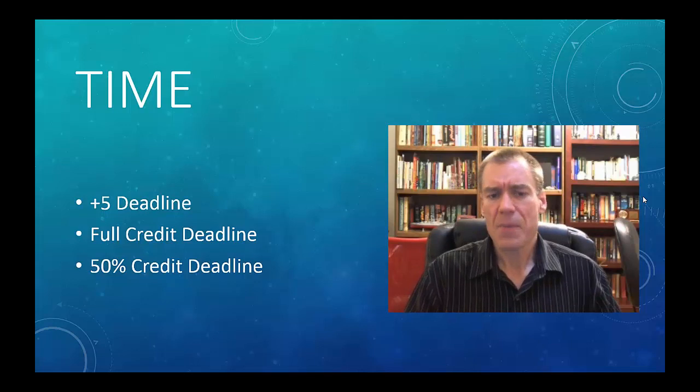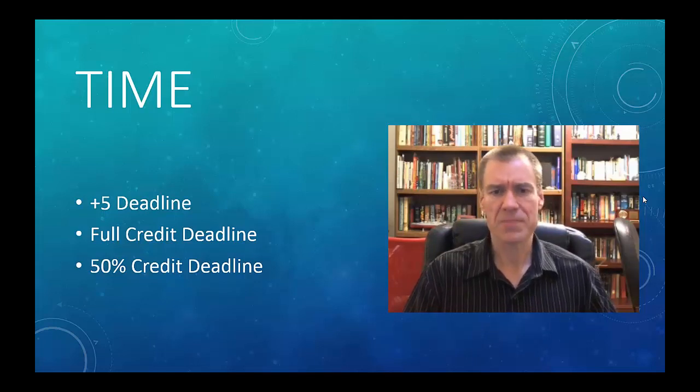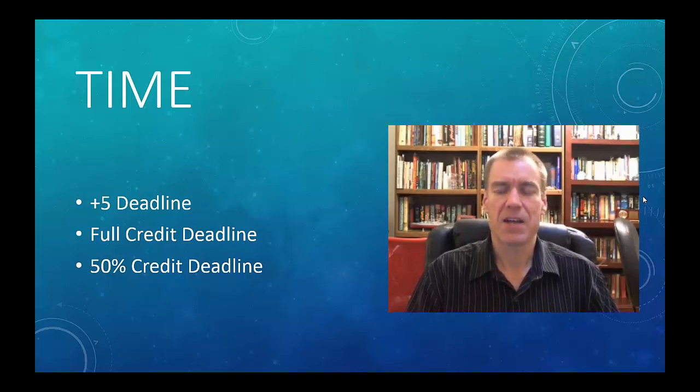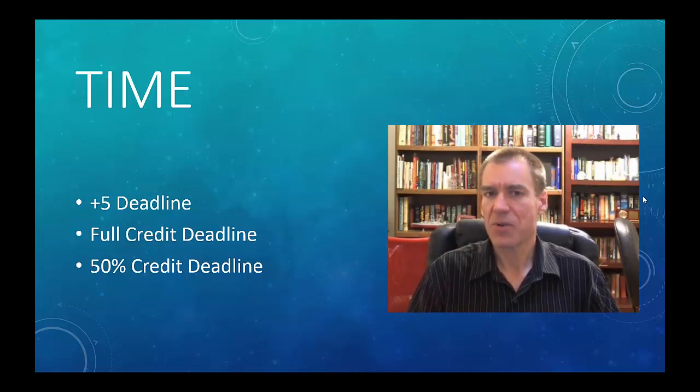Now, if you happen to miss the full credit deadline, there's still a chance to get some credit for the paper. There's the 50% credit deadline. This deadline is generally the last day that I have office hours during the normal semester. It's typically also the last day that we'll have class for most classes. If you turn the paper in by the 50% credit deadline, you'll get half credit. This is typically at the very end of the semester, right before finals week.